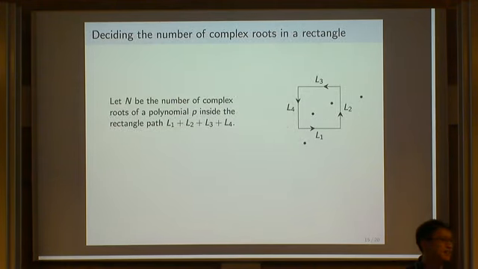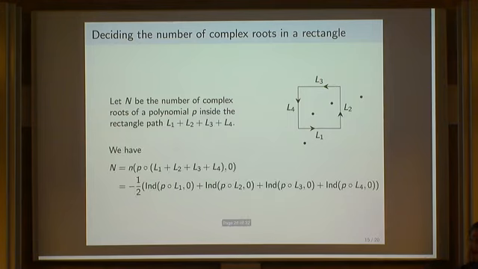So to count the number of roots in a rectangle, we can define 4 ordinary paths, linear paths along the edge of this rectangle, L1, L2, L3, L4. And then, once again, we can decide the number of roots through Cauchy indices.